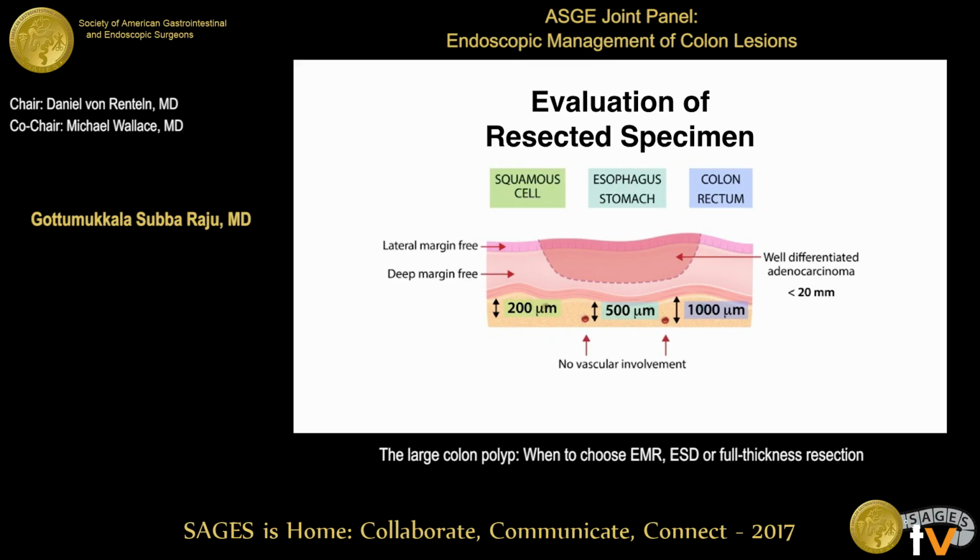Is this a well-differentiated cancer or not? Are the margins negative or not? And the depth of penetration. And finally, lymphovascular invasion present or not. A poorly differentiated cancer, presence of lymphovascular invasion, margins positive, or margins more than 1,000 micrometers, they all need to go for surgery for curative resection, because we don't know what is happening on the other side in terms of lymphatic spread.